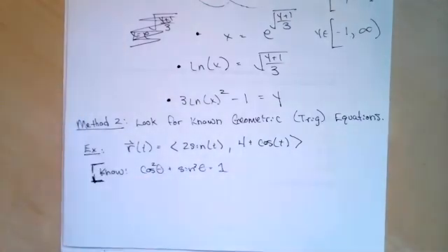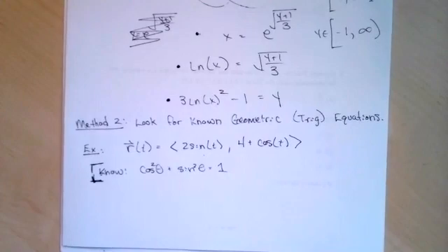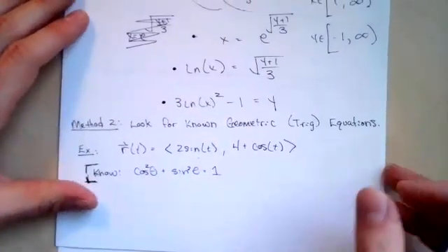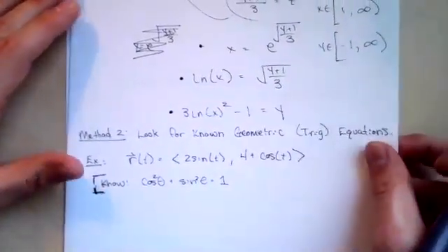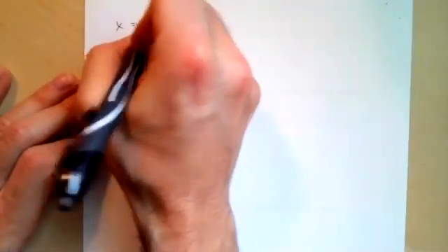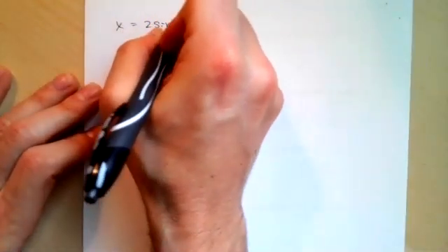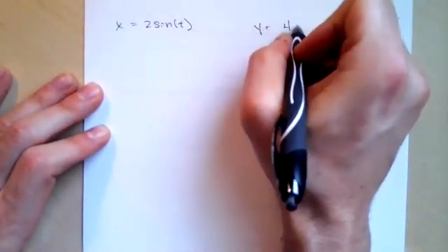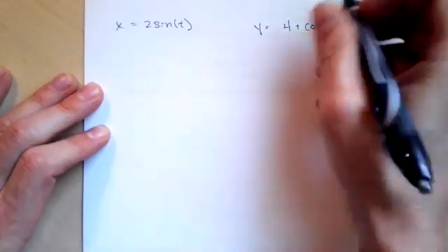And so we should look to potentially use that somewhere. And how do we get that out? Well, sometimes you just got to do a little bit of scratch work and play around with it a little bit. So let's write it out. We've got our x of t, or x, is just going to be 2 sine t. And our y is 4 plus cosine t.